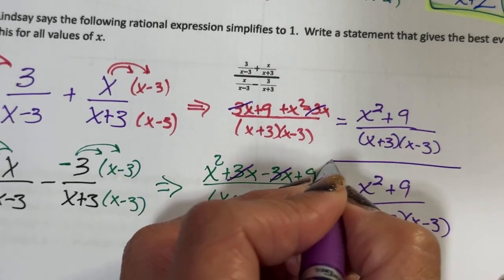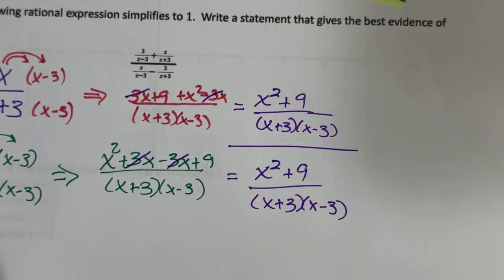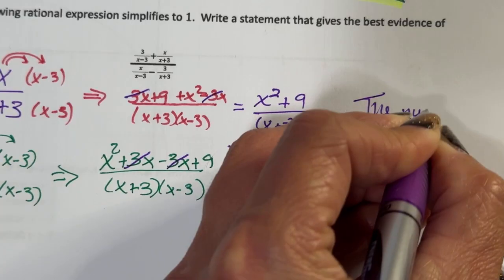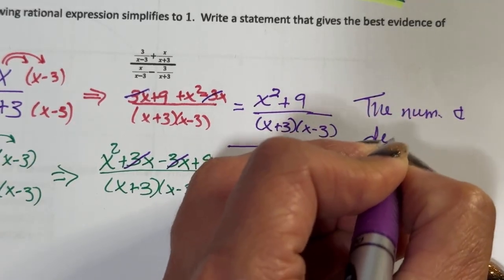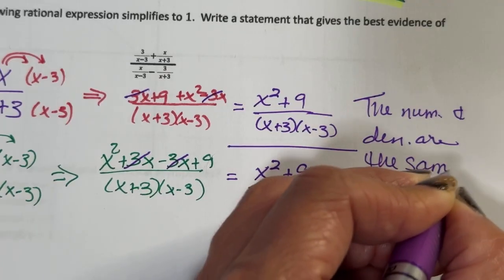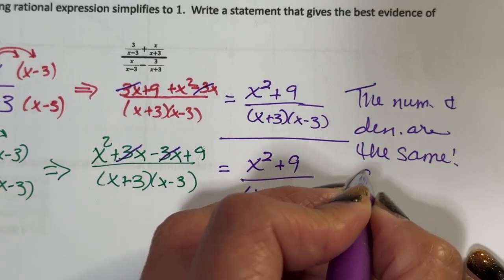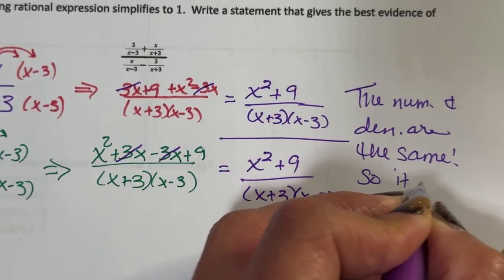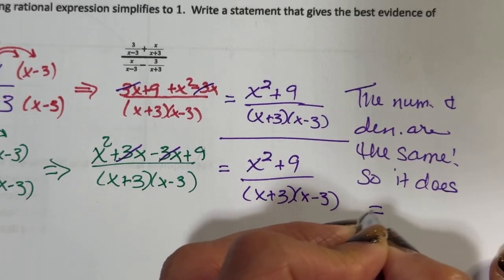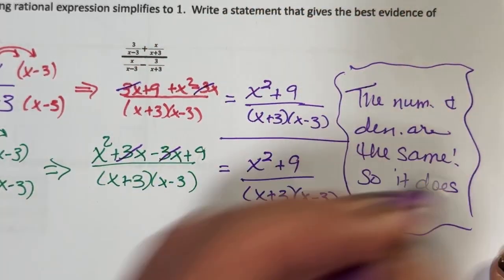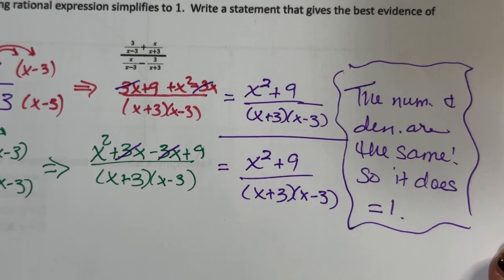So remember, I'm going to put that middle fraction bar back. I have the same fraction in the numerator as I do in the denominator. So we can say the numerator and denominator are the same. So it does equal 1. But you have to show it. So you have to do the work to show it.